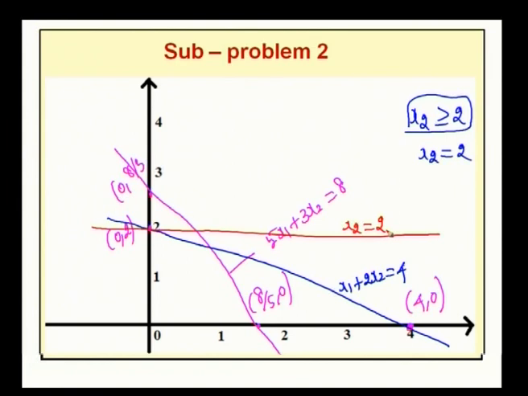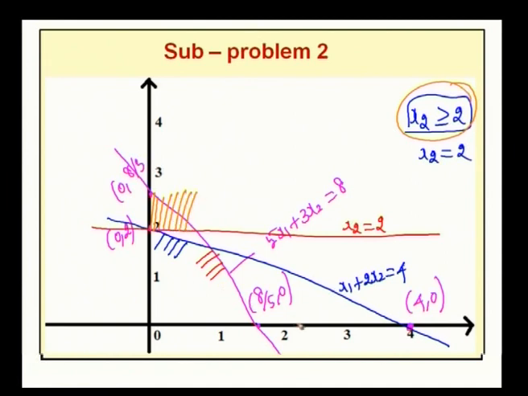Now, our feasible region is the region common to all 3 constraints. The first constraint is 5x1 plus 3x2 less than or equal to 8. Therefore, our area should be towards the origin, below this curve. Next, the second constraint is x1 plus 2x2 less than or equal to 4. So, the corresponding area is towards the origin, below this line. The third constraint is x2 greater than or equal to 2. Therefore, our area is away from the origin, so our area is above this line.